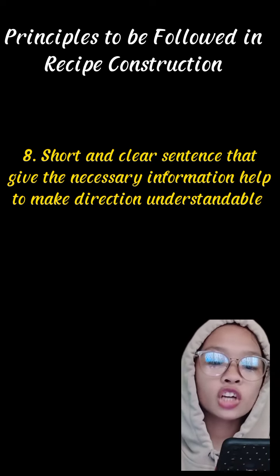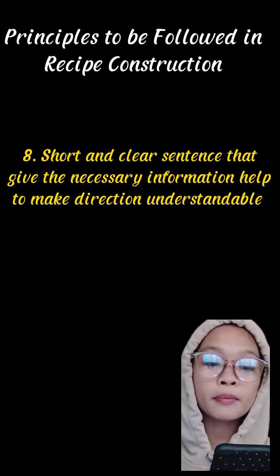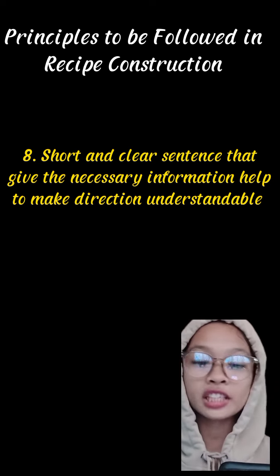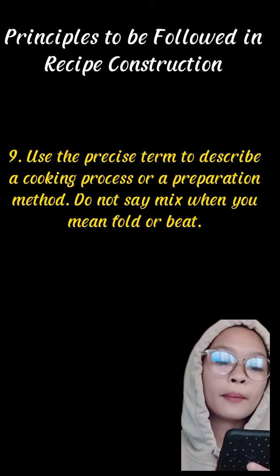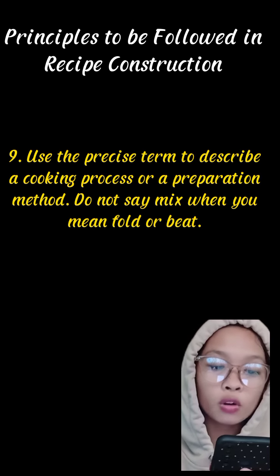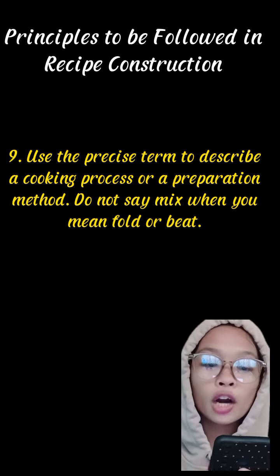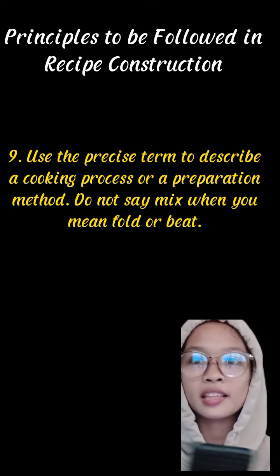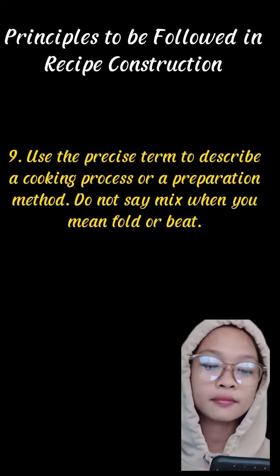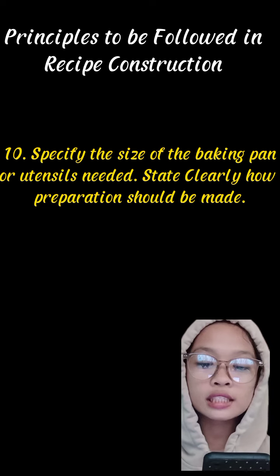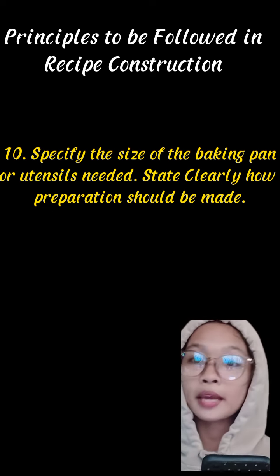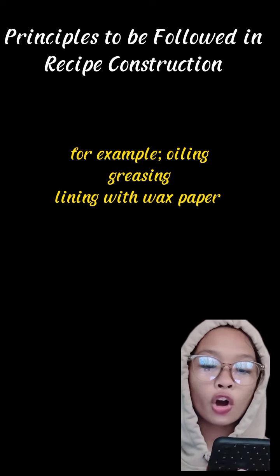Number 8, short and clear sentences that give the necessary information help to make directions understandable. Number 9, use the precise term to describe a cooking process or preparation method. Do not say mix when you mean fold or beat para di masira naman yung ginagawa nating recipe. Number 10, specify the size of the baking pan or utensils needed. State clearly how preparation should be made.